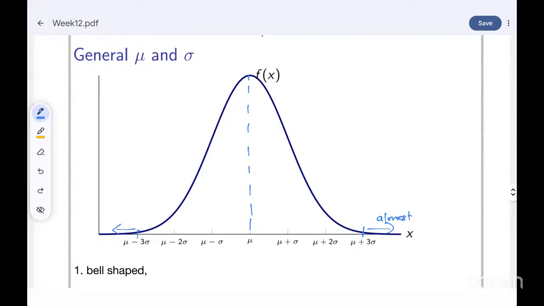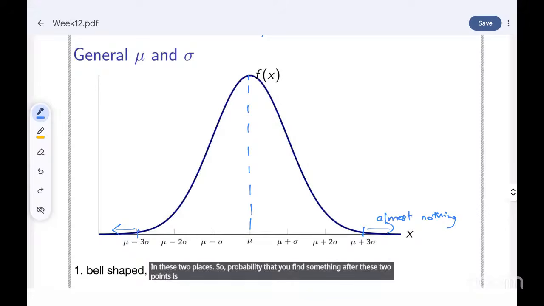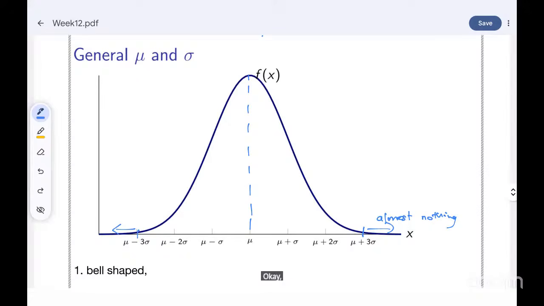Almost nothing in these two places. So the probability that you find something after these two points is almost 0. Okay. So what are the observations from this curve? It is a bell-shaped curve.